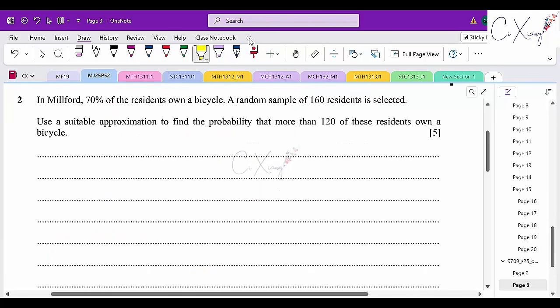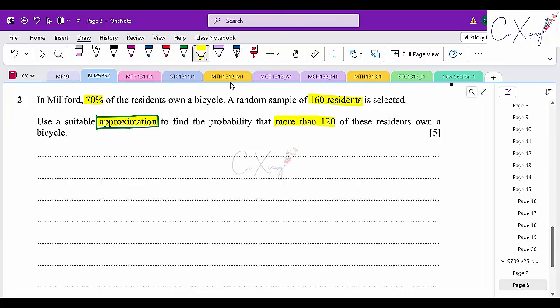Question number 2. 70% of the residents own a bicycle in a city. Then a random sample of 160 residents is selected. Use a suitable approximation, highlight the keyword approximation here. Okay, and then find the probability that more than 120 of these residents own a bicycle.